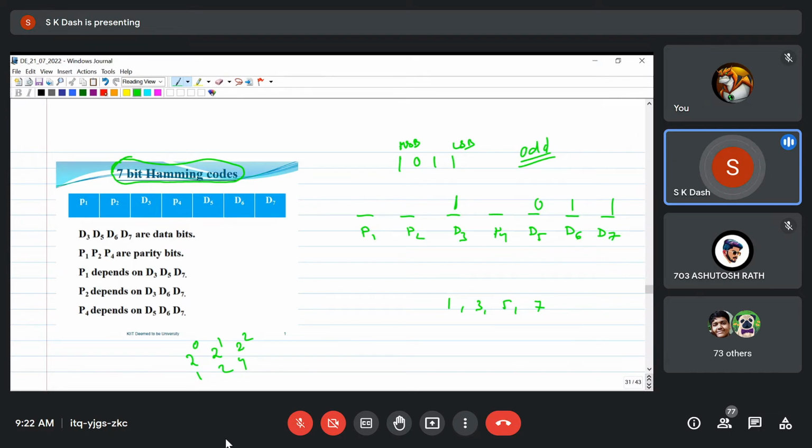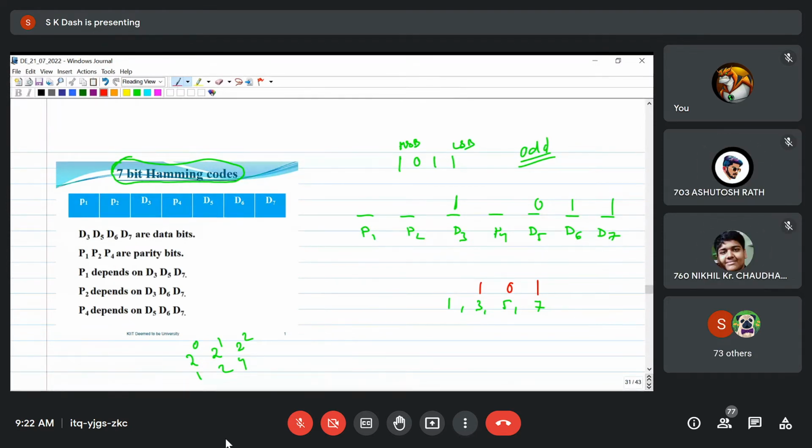So what is there in D3? D3 is 1, D5 is 0, D7 is 1. How many ones are present? 2. We want the odd parity system, so the number of ones should be odd. So what do I need to add here, 1 or 0? 1. So 1 will come here.